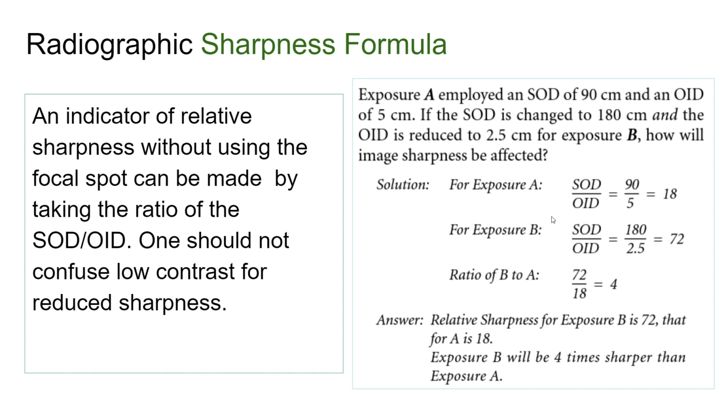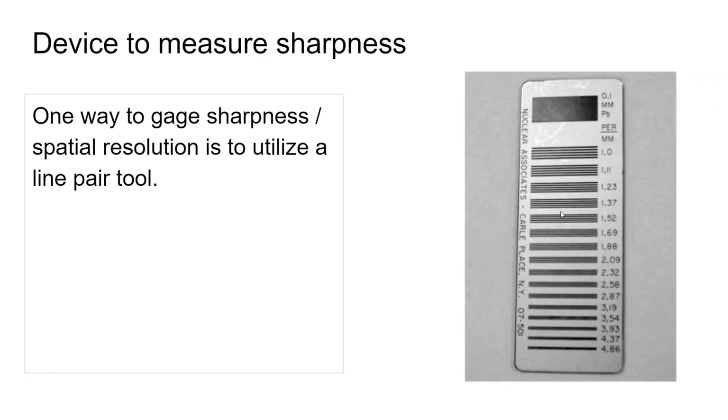We find out that exposure B will be 4 times sharper than exposure A. And you can try to test this with the line pair test tool and see if it's better. Right? How are we doing here? So here's a line test tool. We have 5 minutes or so. And it's useful, right? We've all worked with this, so I'm going to keep going.